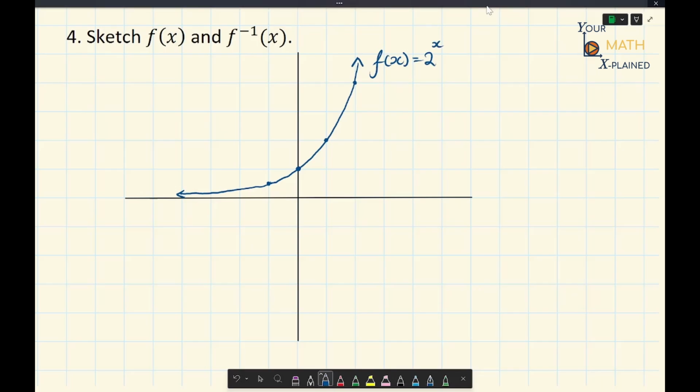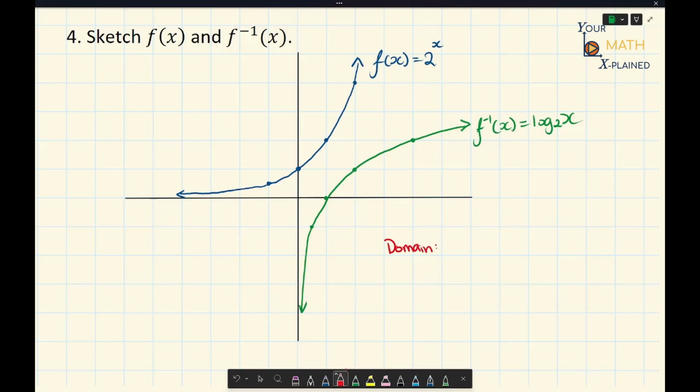So now, our f inverse of x is just swapping the x and y values, which means we're going to have our points (1, 0), (2, 1), (4, 2), and (1/2, -1). So that means our f inverse of x is going to look something like this. So this is f inverse of x is equal to log base 2 of x. So let's go ahead and write down some properties of this log function. Let's start with domain.